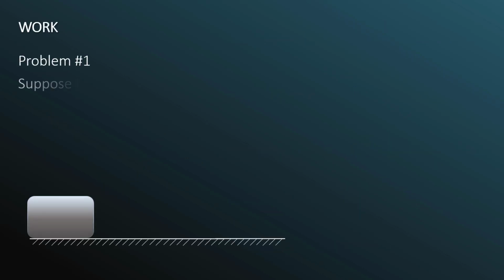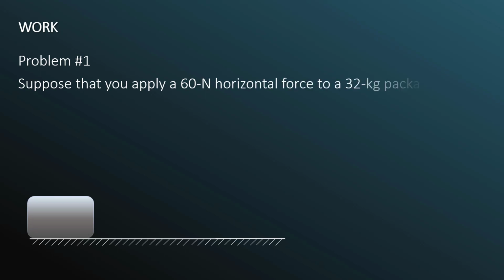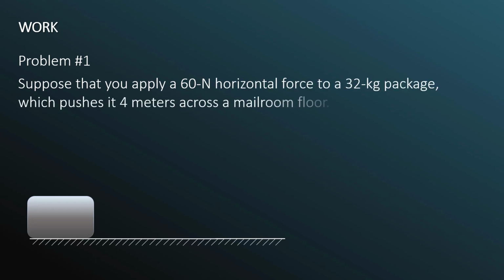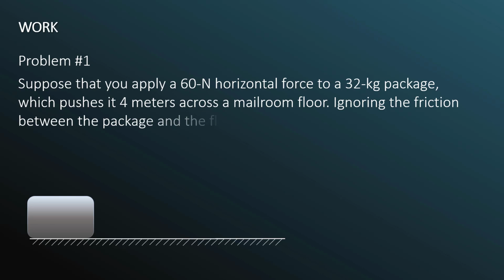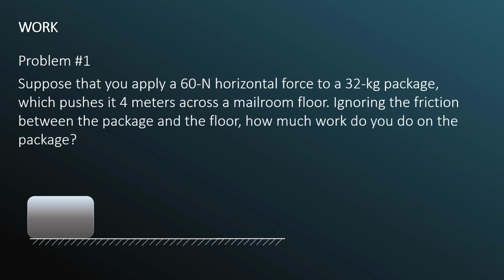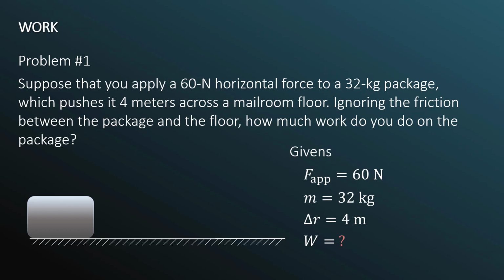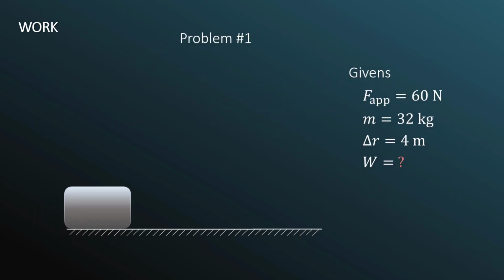Let's do a problem. Suppose that you apply a 60 Newton horizontal force to a 32 kilogram package, which pushes it 4 meters across a mailroom floor. Ignoring the friction between the package and the floor, how much work do you do on the package? Let's write out our givens. We have some applied force of 60 newtons. We have a mass of 32 kilograms, and we have a displacement of 4 meters. And the question is, what is the work done by the applied force?